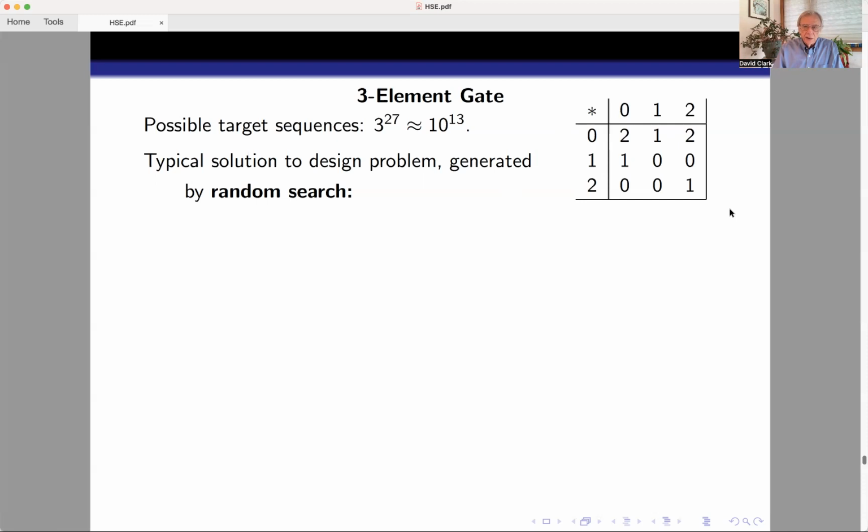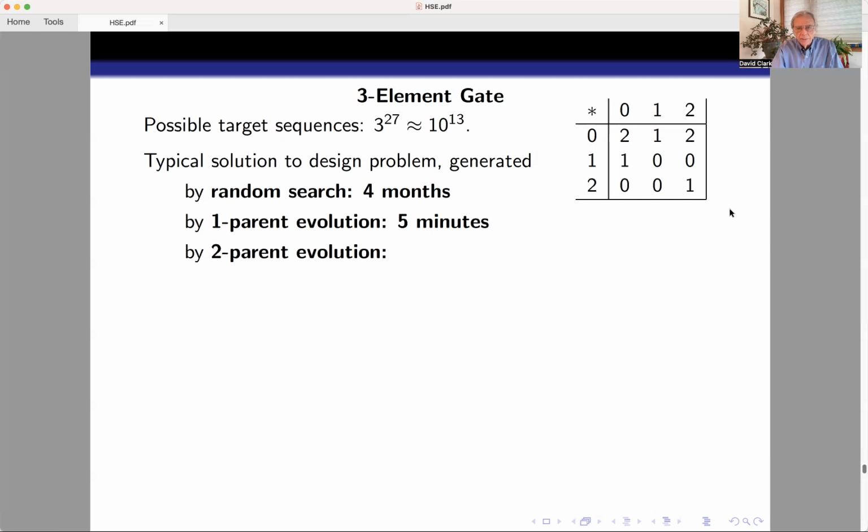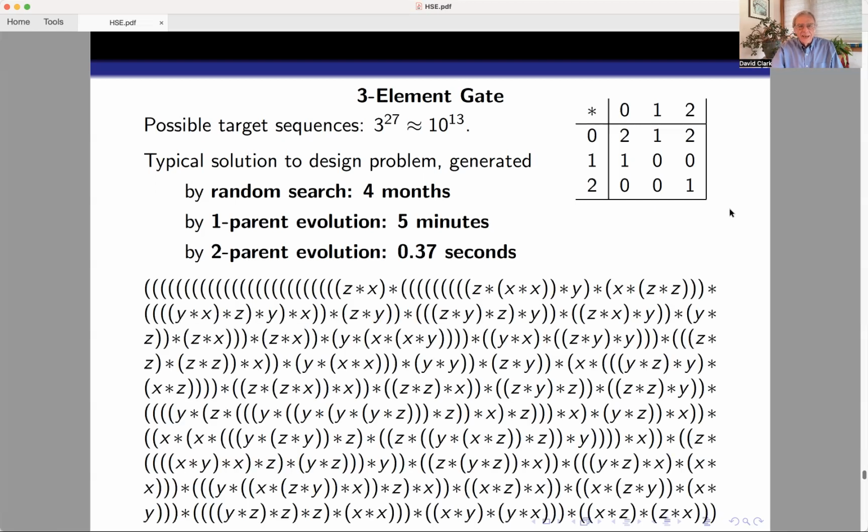So you recall with this one, there's 10 trillion different possible circuits to examine. Random search testing 1 million a second would take 4 months to find a solution. One parent evolution took 5 minutes to find a solution, a big improvement. We tried this with our 2-parent evolution, and we got a solution in 0.37 seconds, a big improvement over 5 minutes.